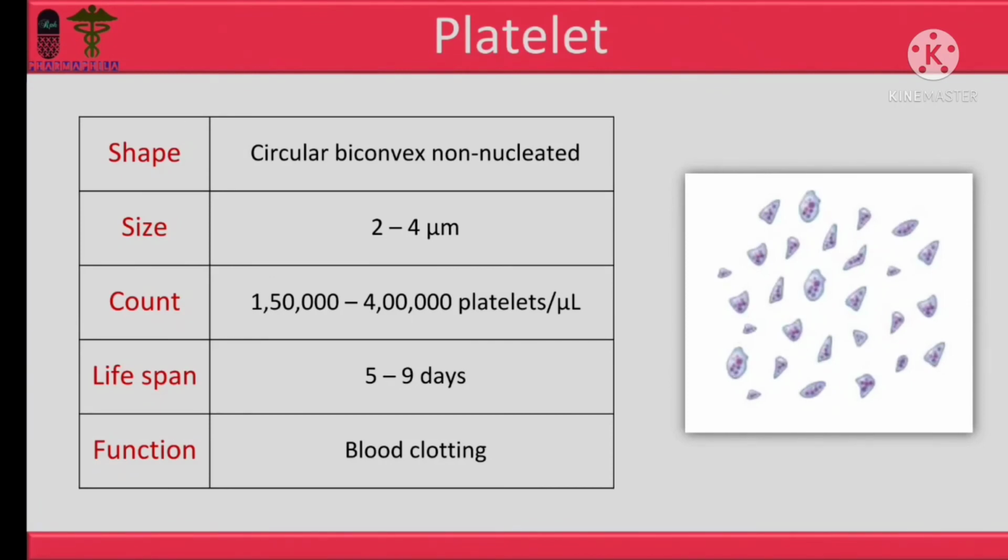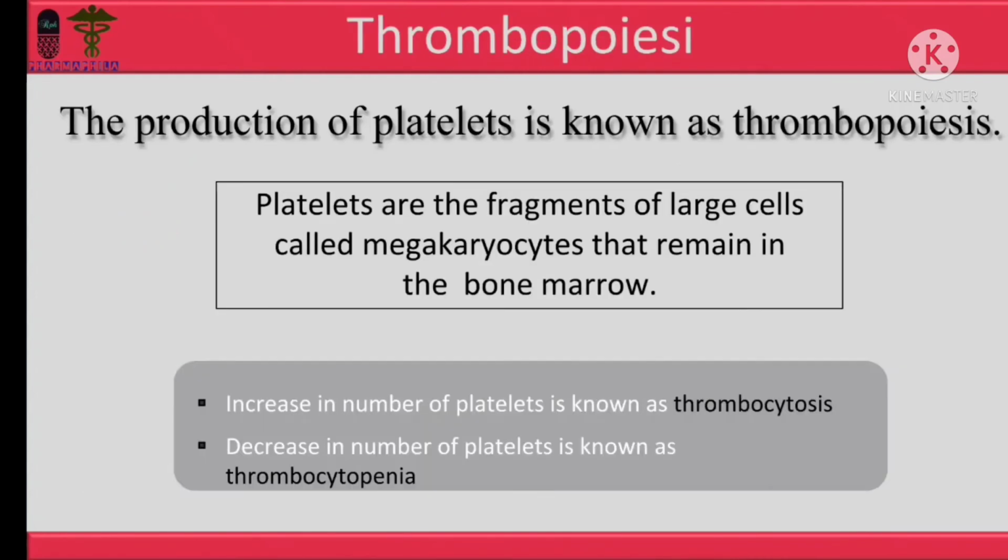Platelets are biconvex and non-nucleated in shape, with a size of 2 to 4 micrometer, and the count is 150,000 to 400,000 platelets per microliter. This is a huge amount in the body, but this is the normal range also. Remember this. Lifespan is 5 to 9 days, and its function is that it helps in blood clotting. Thrombopoiesis: the production of platelets is known as thrombopoiesis. Platelets are fragments of large cells called megakaryocytes that remain in the bone marrow. Increase in the number of platelets is known as thrombocytosis, and decrease in the number of platelets is penia. Penia of what? Thrombocytes, so it is called thrombocytopenia.